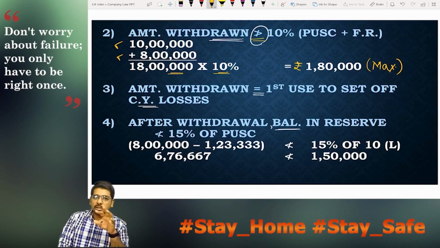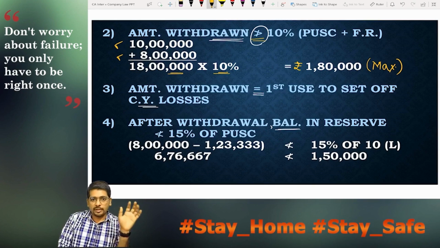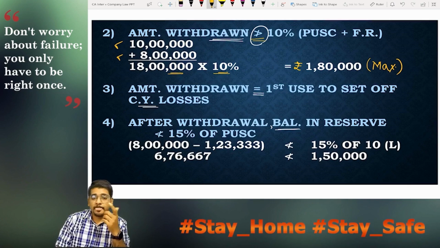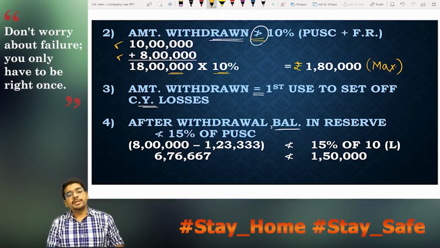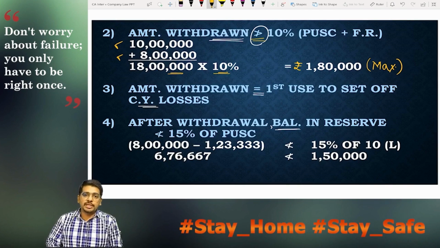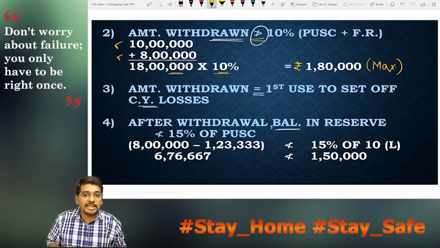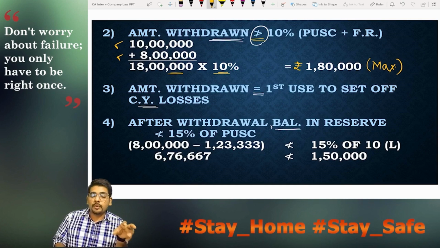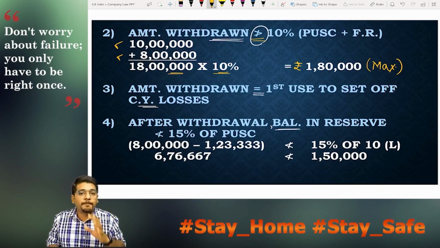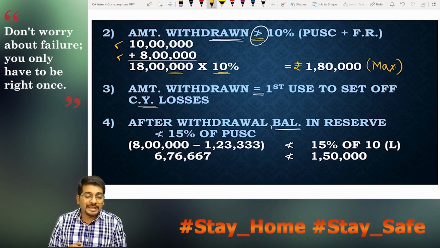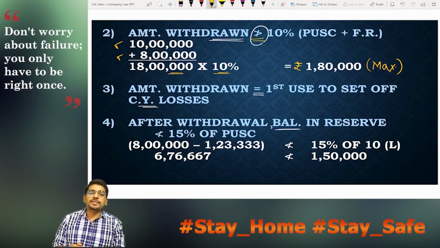So again, this is the maximum amount that you can withdraw for the payment of dividend. Now, out of this amount, you can first set off the current year losses, if there are any. In our case, we are saying no losses, so 0. Now the question is, after setting off current year losses, condition number 2 is saying you can use 1,80,000 maximum for the payment of dividend. Condition number 1 is saying you can use 1,23,333 rupees. What should we use? Should we use condition number 1 or condition number 2? Which condition should I satisfy so that all the conditions are satisfied?